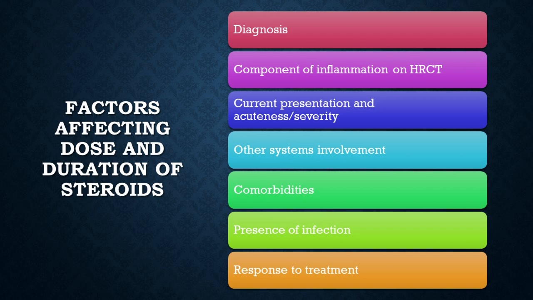Now, what are the factors which affect the dose and duration of steroids? The most important factor is the diagnosis, because as you saw, where they fall into this classification determines whether they require steroids and how much they require. Again, the component of inflammation on the HRCT. If the inflammation is more, they will respond to steroids more. If inflammation is less or fibrosis is more, the response will be less.